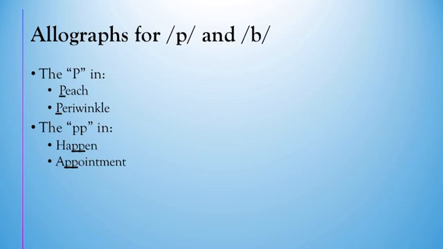Some allographs for P and B are the single P in peach and periwinkle, as well as the double Ps in happen and appointment.